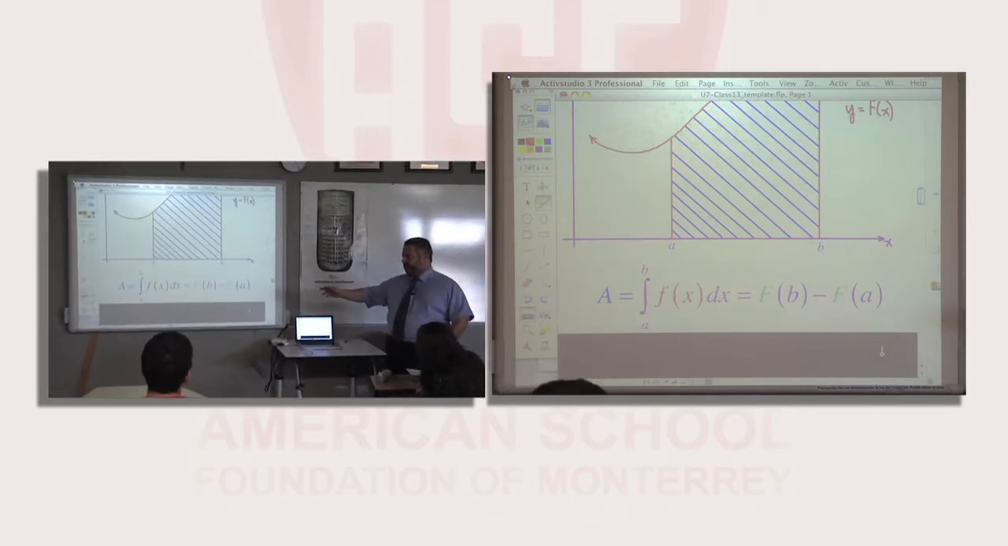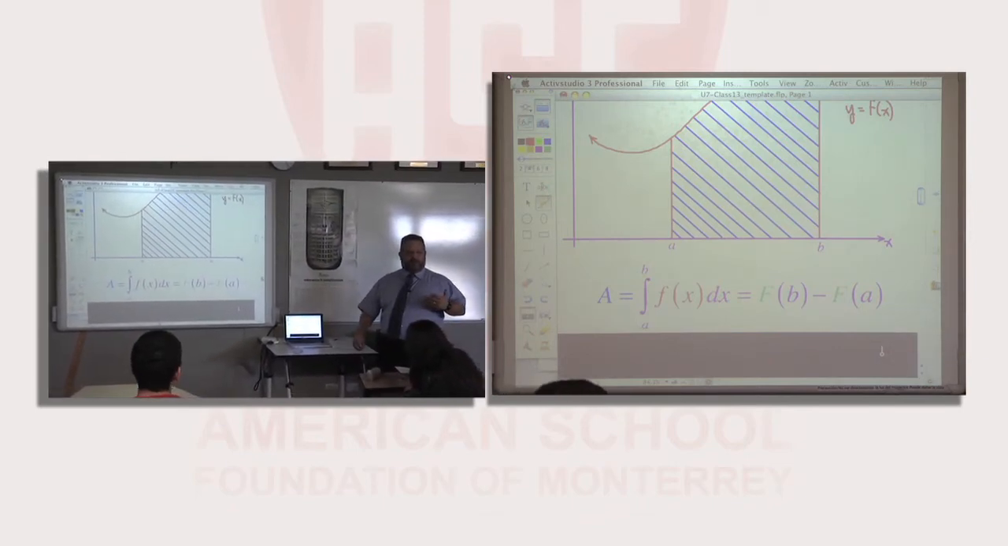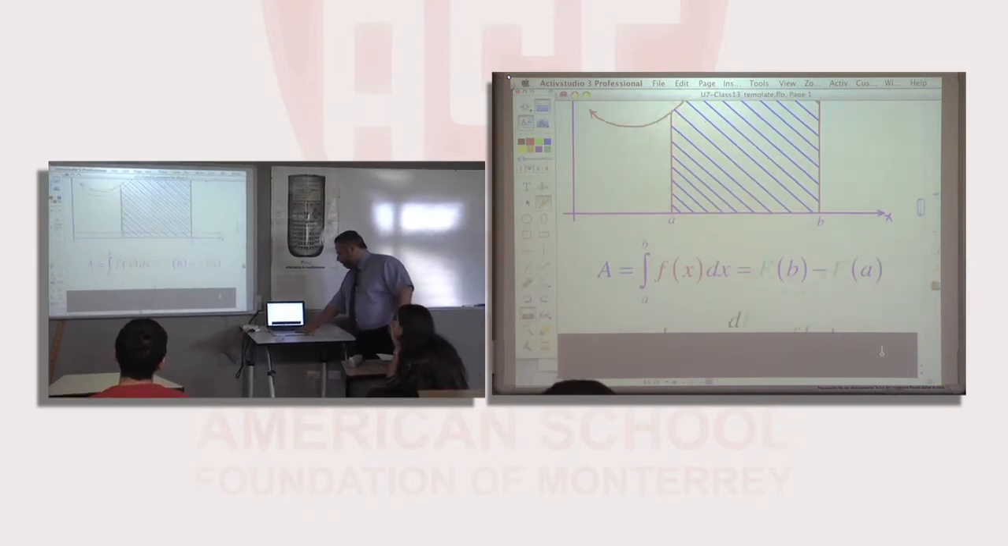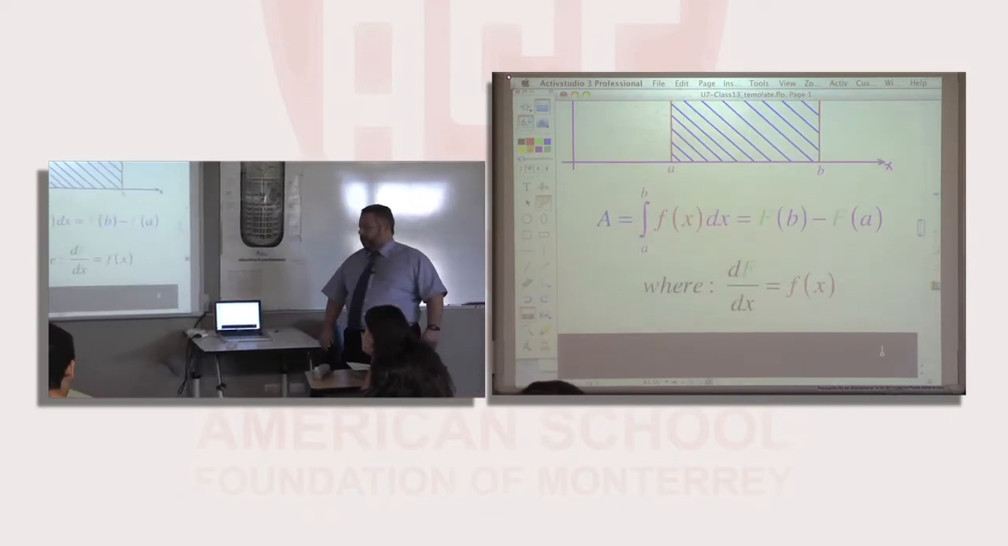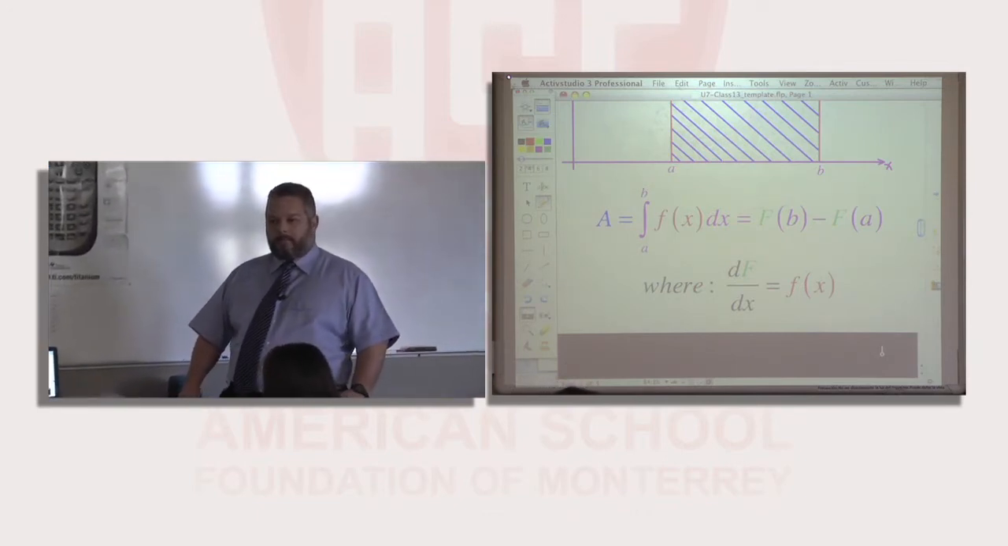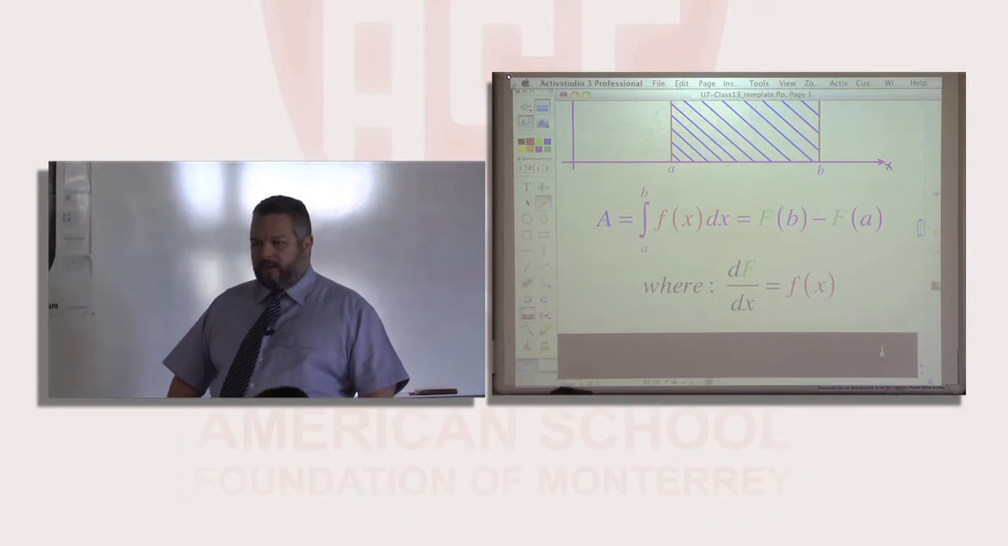Another way of saying that is the derivative of, there you go. That's kind of an easier way of writing that. The derivative of big F is little f. Okay? Everybody all right with that?